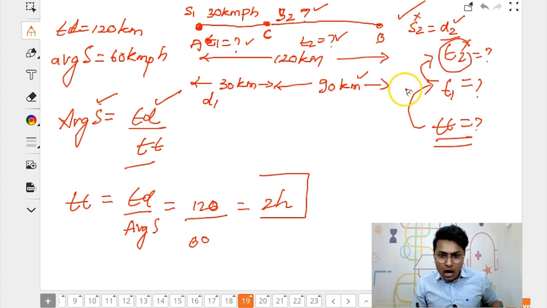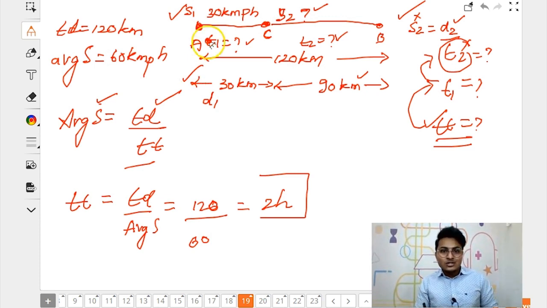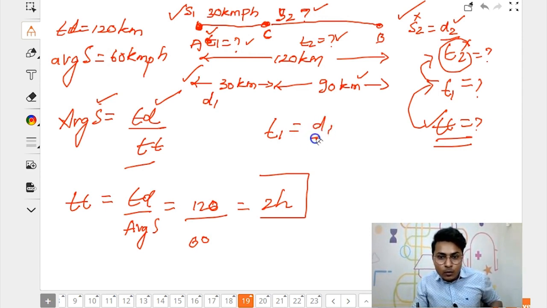Got it? Now moving on to find T1. How to find T1 now? T1 we can find out because for this A to C section, I have speed also, I have distance also. Correct? So we can find out T1 very clearly. Finding T1 will be equal to nothing but distance by speed. That is D1 by S1.